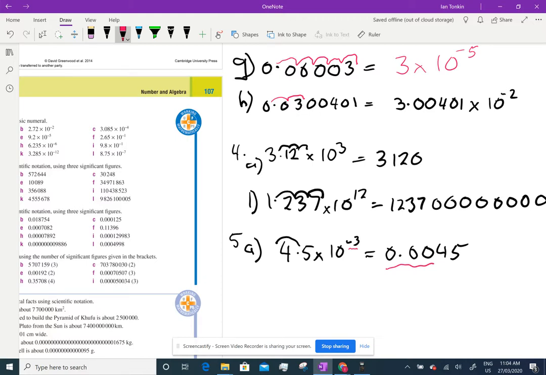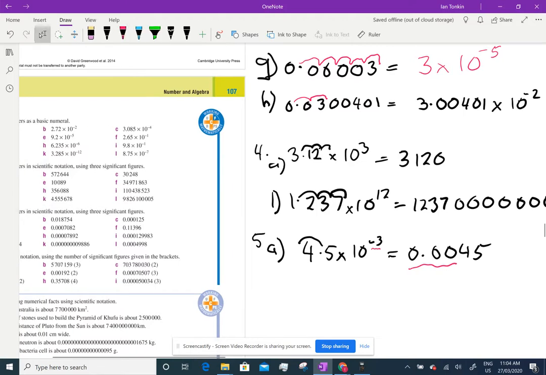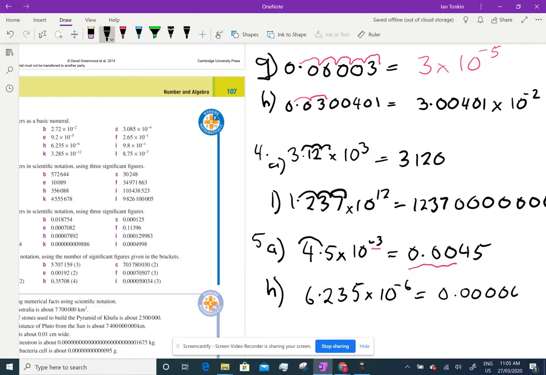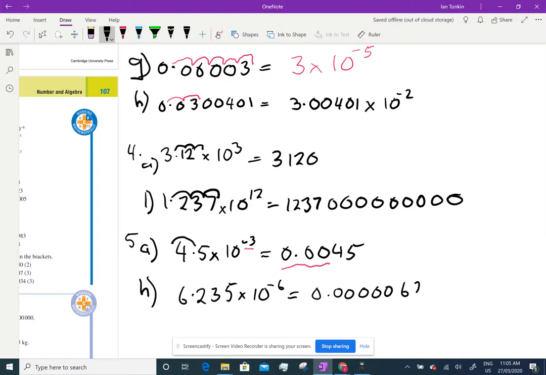So if I look at 5H, 6.235 times 10 to the power of negative 6. That means I've got to have 6 zeros. 1, 2, 3, 4, 5, 6, and then I write the number. 6, 2, 3, 5. Beautiful. Let's go to the next one, L.